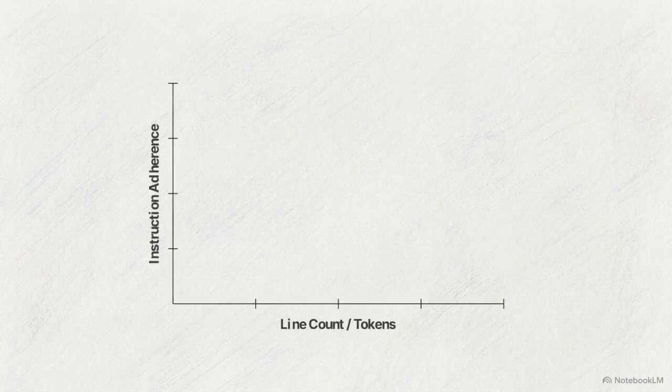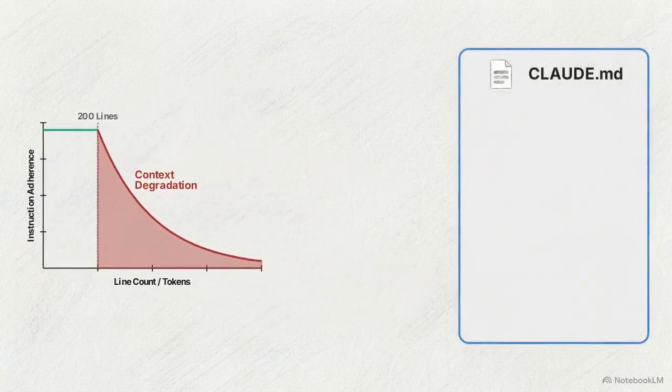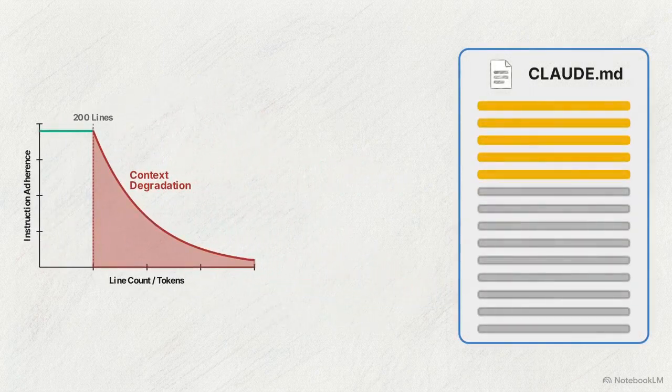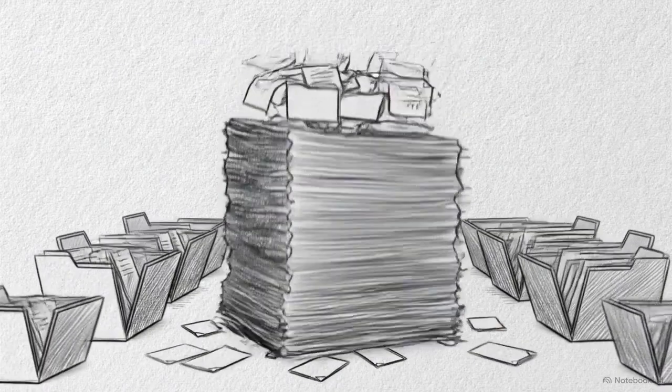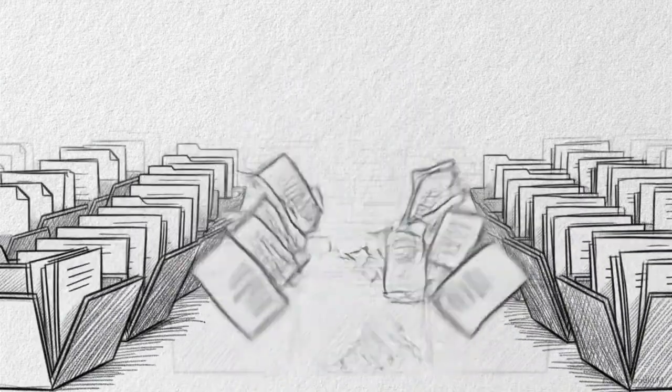Plot instruction adherence against line count. Keep the file under 200 lines. Past that threshold, adherence plummets. When the file gets too large, context degradation sets in. The AI hallucinates variables and bypasses rules because core instructions are pushed out of memory. A monolithic system prompt simply fails as a codebase grows. To scale instructions effectively, we need a modular alternative.